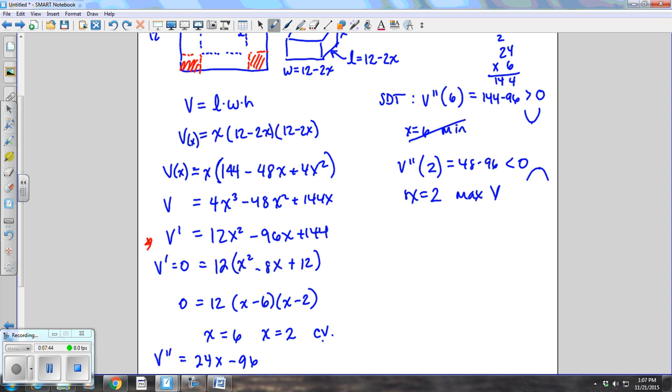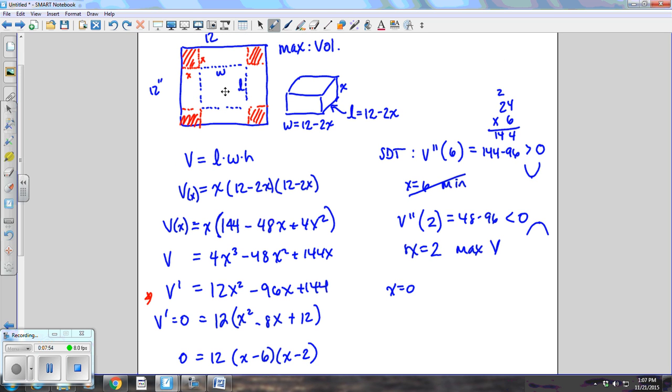Endpoints, I can think about what I can cut out as an endpoint. I could cut out nothing. That would give me no box. Or I could cut out everything, but if I cut that everything out, it wouldn't be the 12 inches I would cut out. Instead, I'd cut 6 by 6 out. That's going to yield no box either. And actually, that came up as one of our other critical values. So an endpoint was a critical value here. And both of them are going to yield minimums, which really makes sense. No volume is going to be the minimum of our equation here.